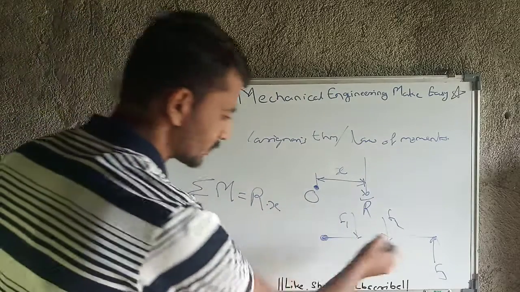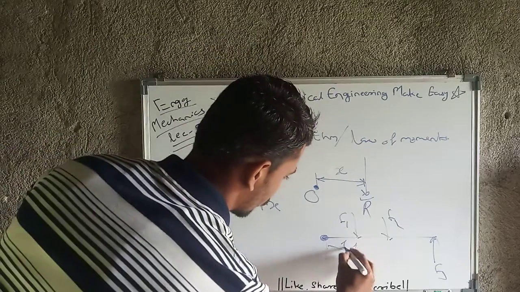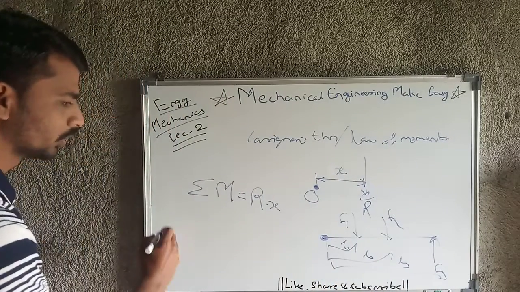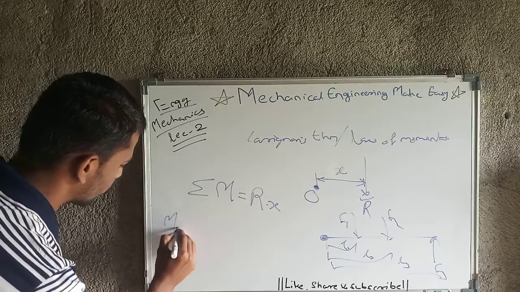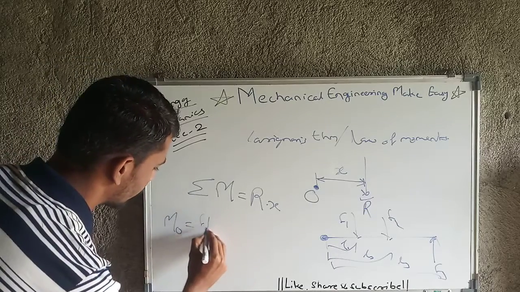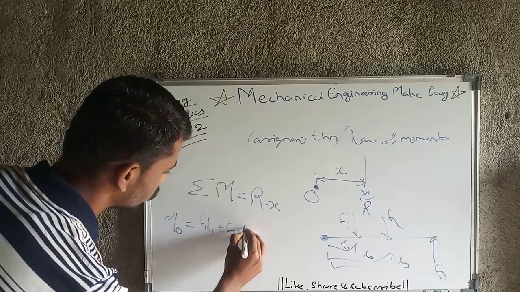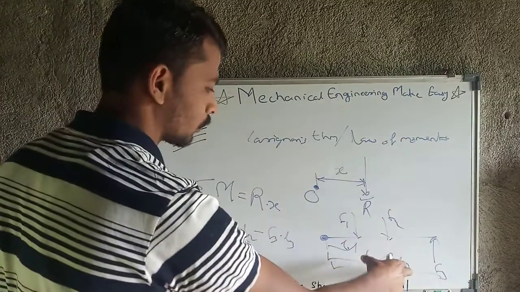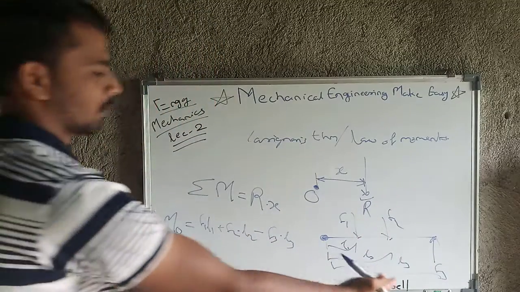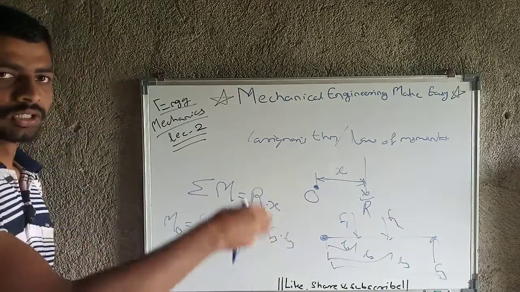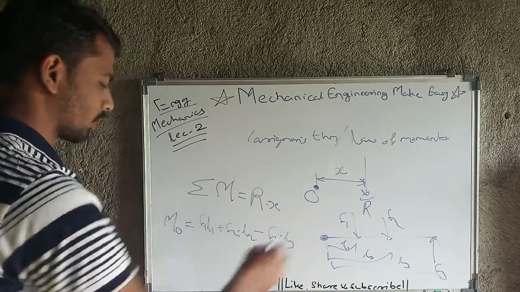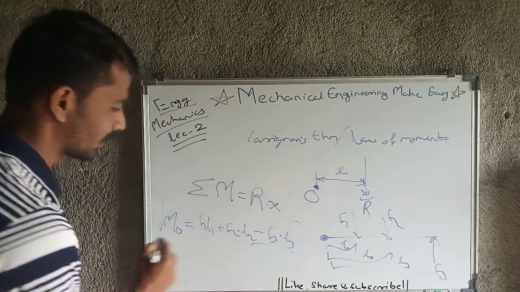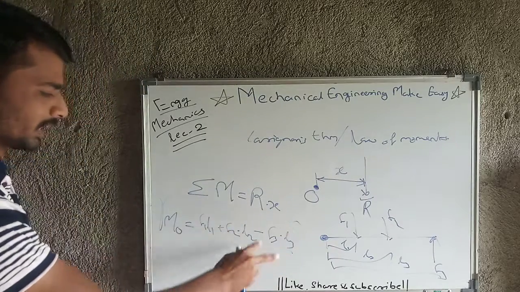We can also calculate this from the figure. For example, this is L1, this is L2, and this is L3. From this, the moment at O equals F1 into L1 plus F2 into L2 minus F3 into L3. I have taken downward forces positive and upward forces negative. That will depend on which kind of moment we are taking, positive or negative. Depending on that, only the sign changes.